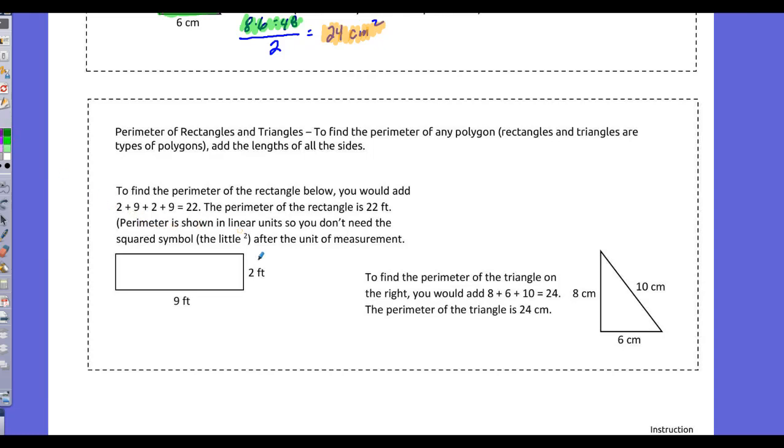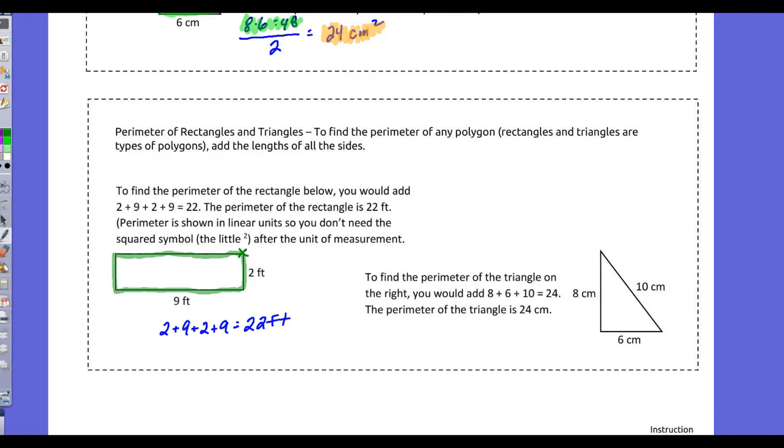So let's say I wanted the perimeter of this rectangle. I would pick a starting spot, like this upper corner, and then I would ask myself, if I was measuring all the way around it, if I was going down that edge, across the bottom, up the side, and back to my starting point, how far did I go? Well, I went 2 feet, then 9 more feet, 2 more feet, 9 more feet. 9 plus 2 is 11. Another 9 plus 2 is another 11. I went 22 feet.